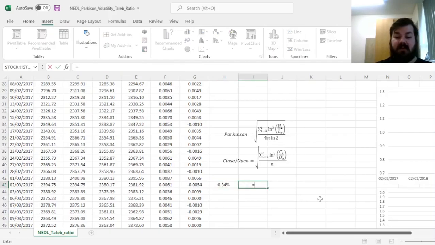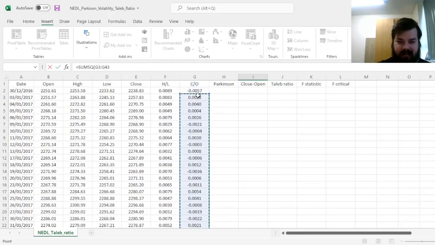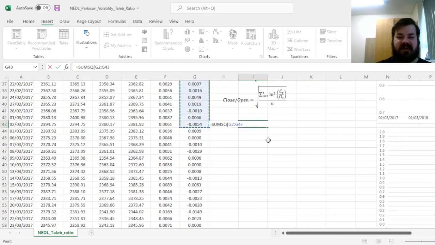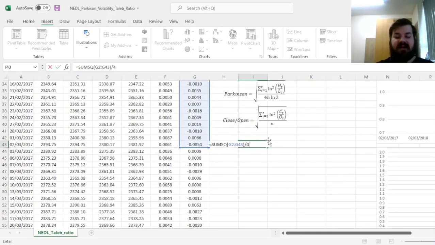And likewise, we can do the close to open volatility estimator as well without the 4 natural logarithms of 2 adjustment. So we just divide by 42 and take the square root.